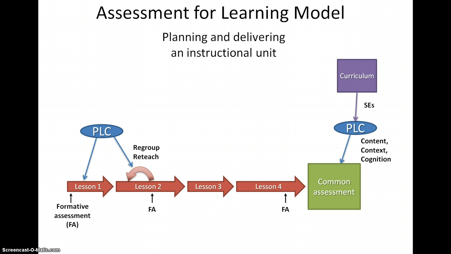The PLC collaboratively plans the remaining lessons in the unit, including planned checks of student learning along the way. The unit then culminates with the administration of the common assessment that was created by the PLC early in the planning and delivery process.